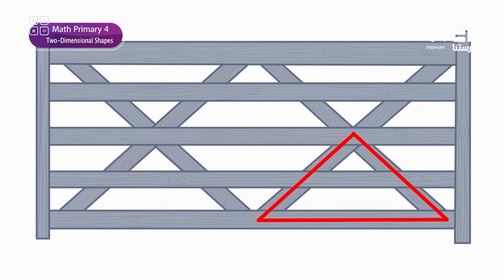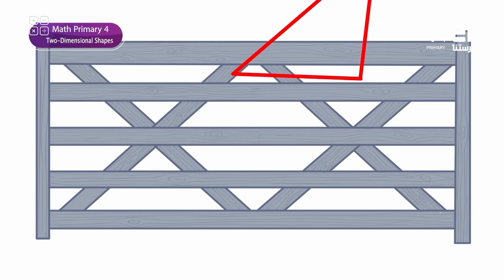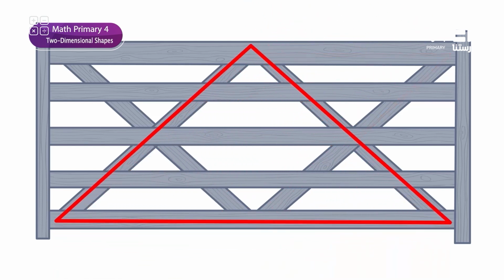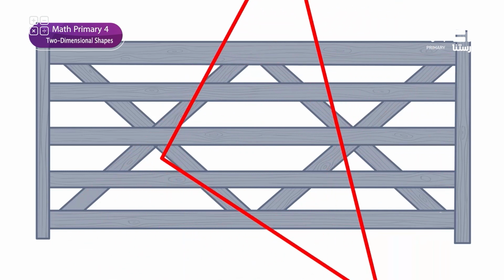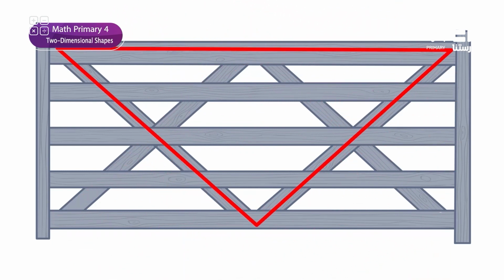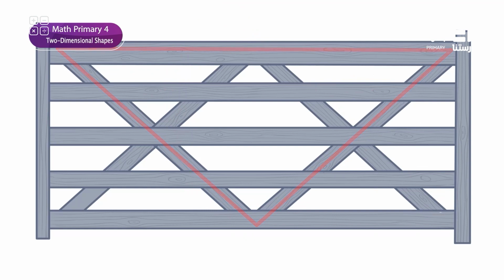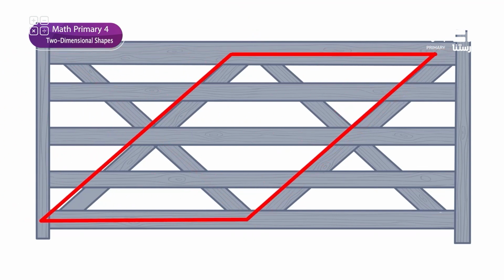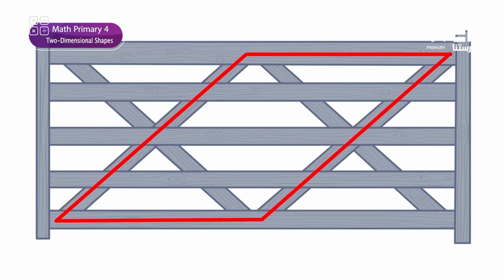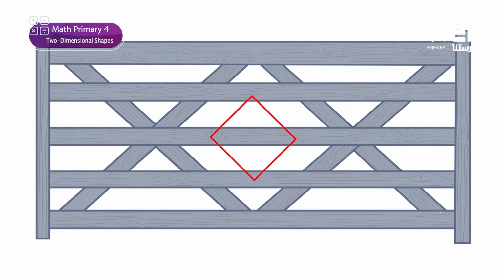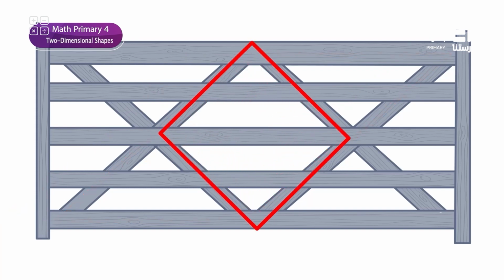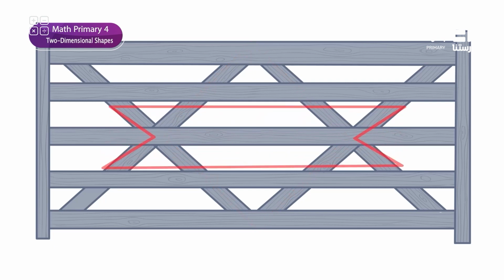It's full of triangles. Some are the same shape, size, and have the same sized angles. Watch me test. I can see a parallelogram. Can you see it too? I can see a rhombus. I can see an irregular hexagon.